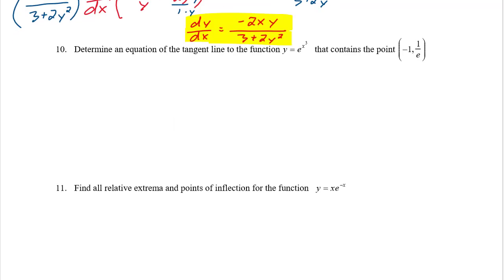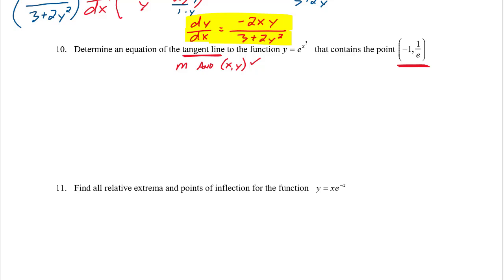Alright, we're getting down to the nitty-gritty here. Last couple of problems to do. This one wants us to find an equation of a tangent line. So recall, with the equation of a tangent line, I need to know a slope and a point. It looks like they gave me the point part, so I've got that part taken care of. I just need to figure out what is my slope.